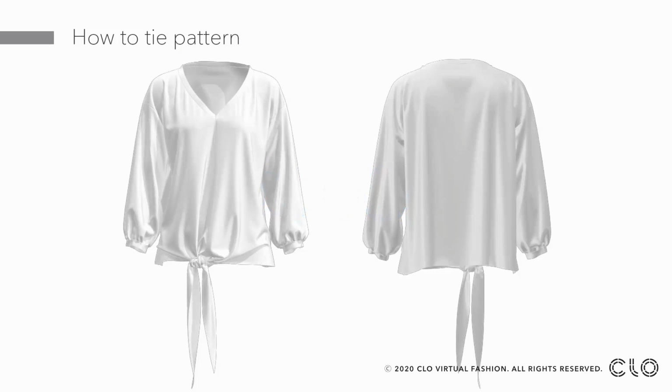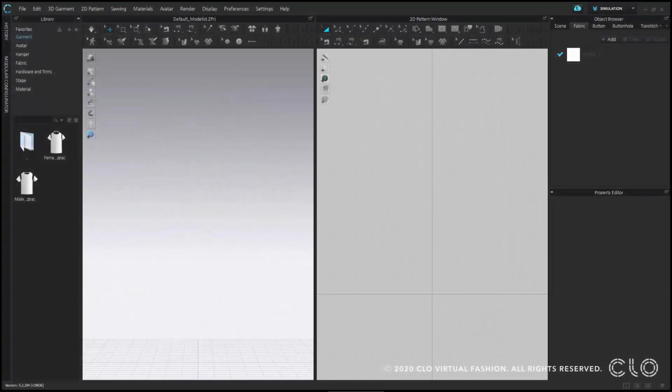Hello and welcome to this tutorial video about how to tie a pattern. We will start by adding a garment to our scene that has no knot, and we may make pattern changes so that we can apply the knot.